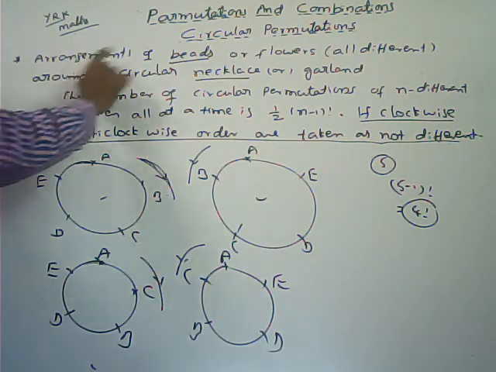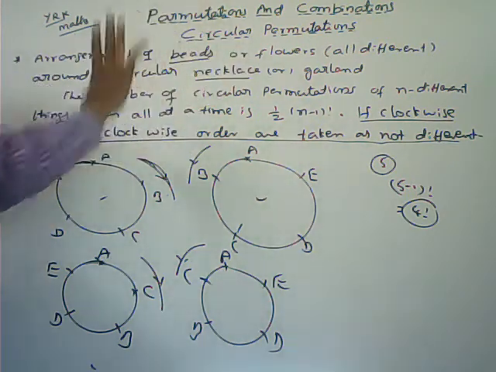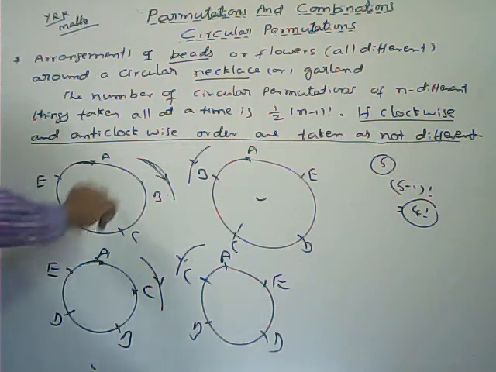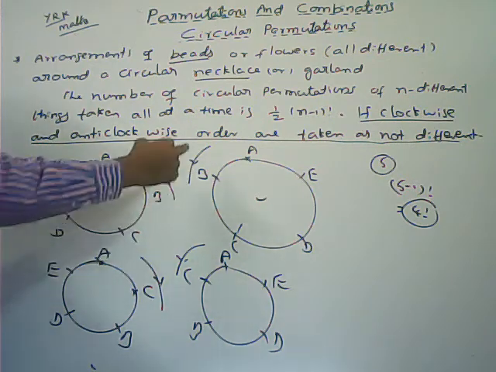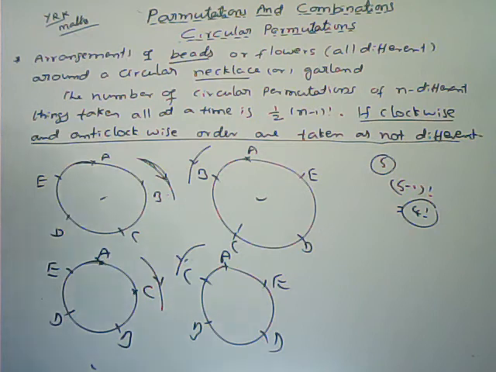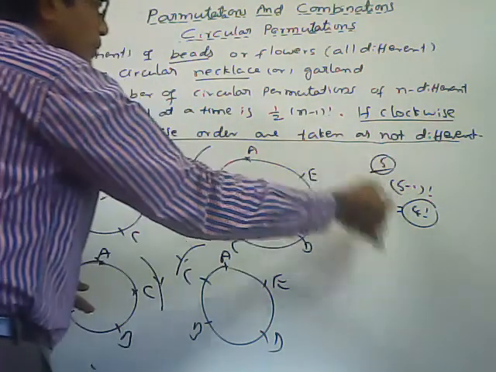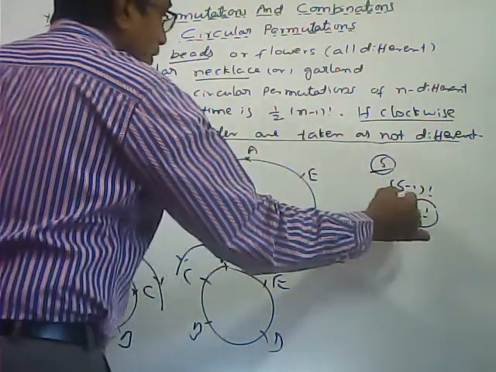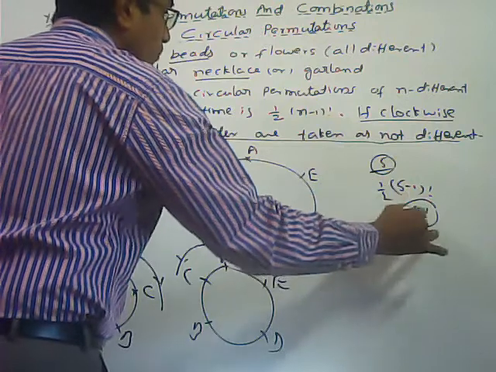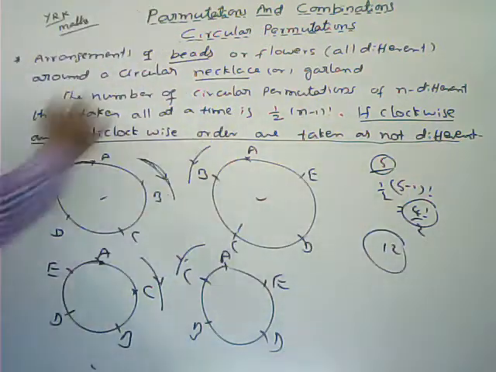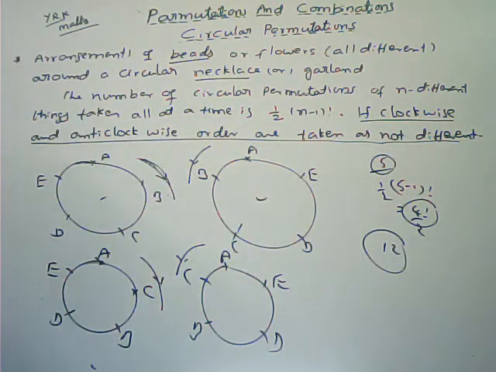In this concept only, beads or flowers, necklace or garland. By flipping that one, we can get this one. Here clockwise and anti-clockwise direction we are getting the same thing. So the two you can consider only one object like that. So 5 flowers are there, number of circular permutations we can get (n minus 1) factorial by 2, that is equal to 12 we can get. 12 pairs like this we can get. That pairs means we can consider only one circular permutation.